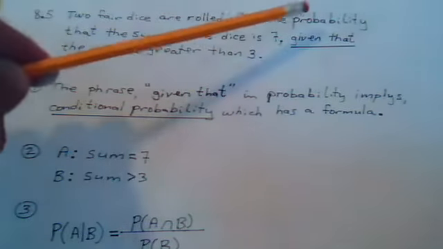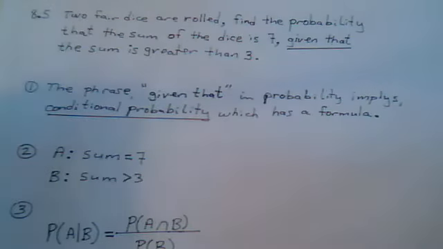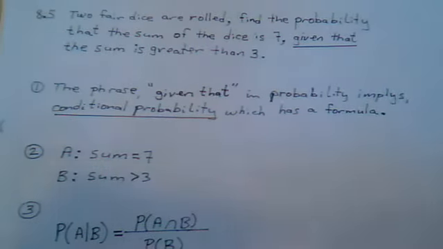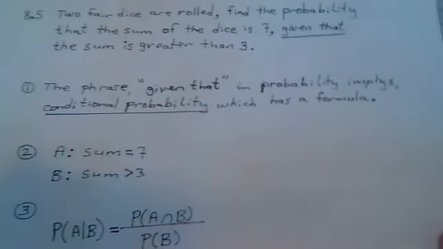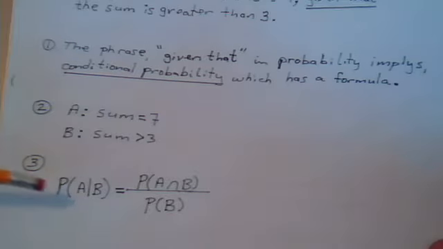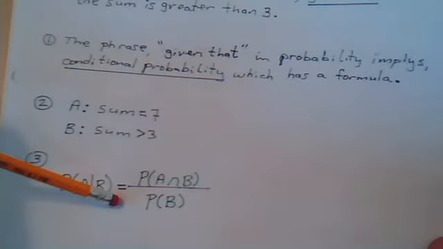Now notice this probability question has the phrase "given that." When you have "given that" in the probability question, you're working with what we call conditional probability. And you say, well, why does it matter? I know it's a conditional probability. Because that requires a formula. A formula looks like this.